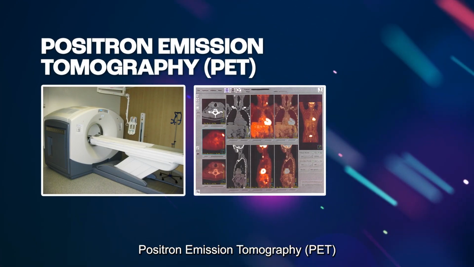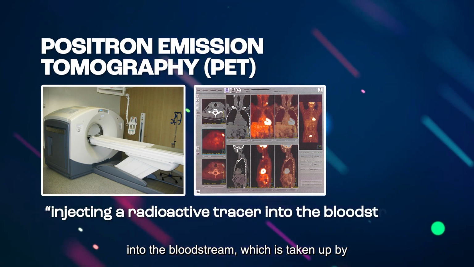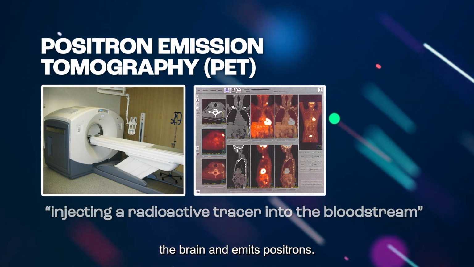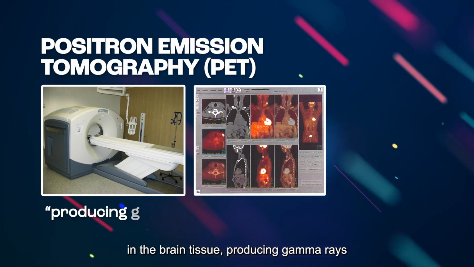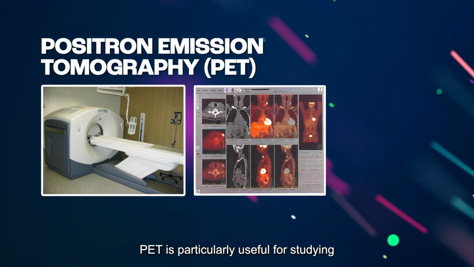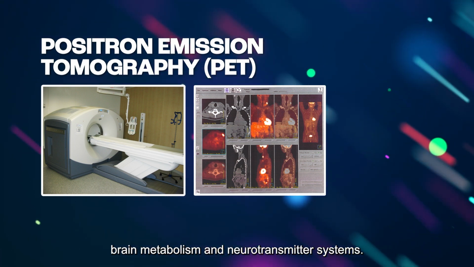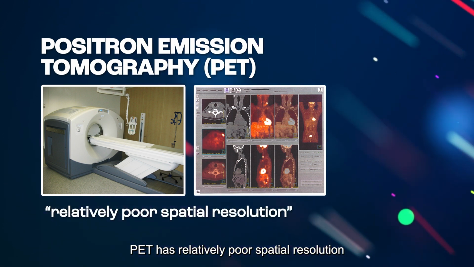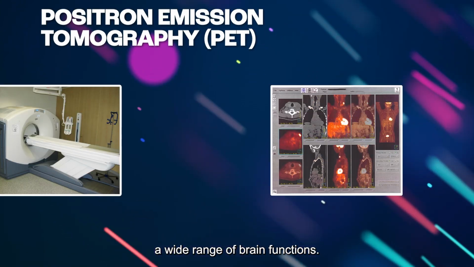Positron emission tomography, PET, involves injecting a radioactive tracer into the bloodstream, which is taken up by the brain and emits positrons. The positrons collide with electrons in the brain tissue, producing gamma rays that can be detected by a scanner. PET is particularly useful for studying brain metabolism and neurotransmitter systems. PET has relatively poor spatial resolution but can provide information about a wide range of brain functions.